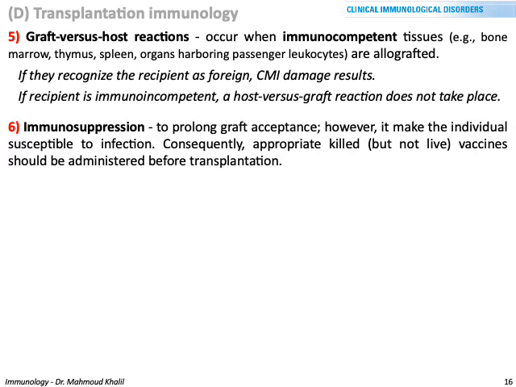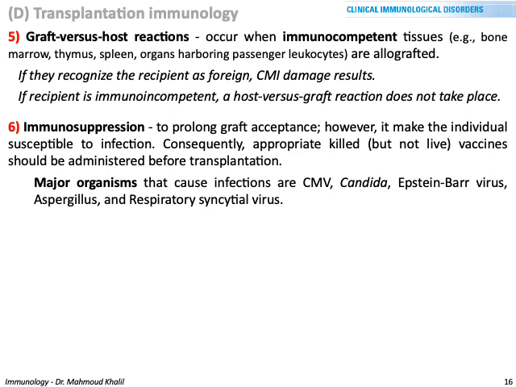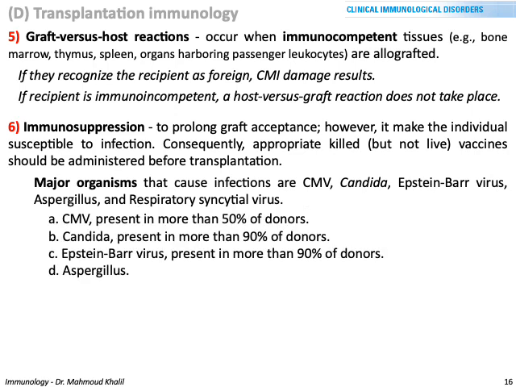Immunosuppression leads to prolonged graft acceptance. However, it makes the individual susceptible to infection. Consequently, appropriate killed, but not live, vaccines should be administered before transplantation. Major organisms that cause infections are CMV, Candida, Epstein-Barr virus, Aspergillus, and respiratory syncytial virus.